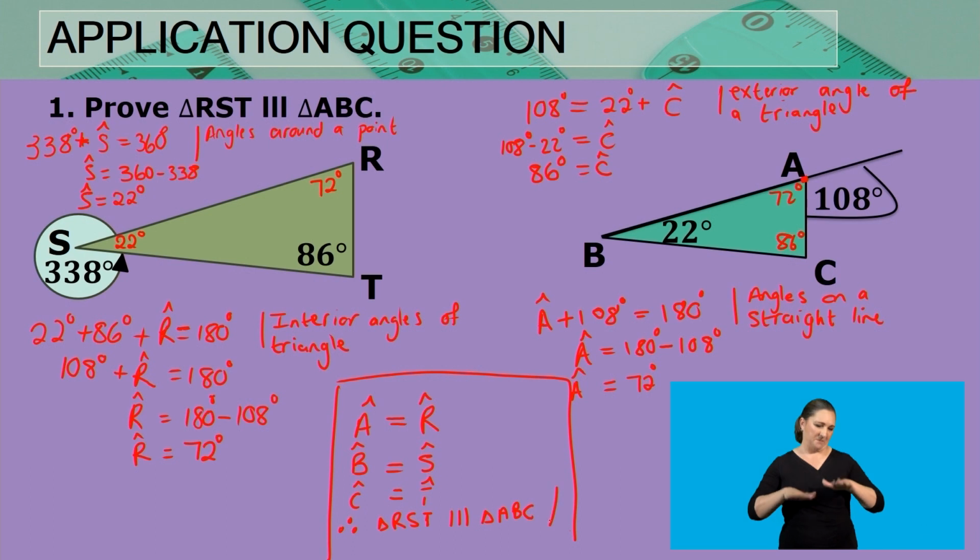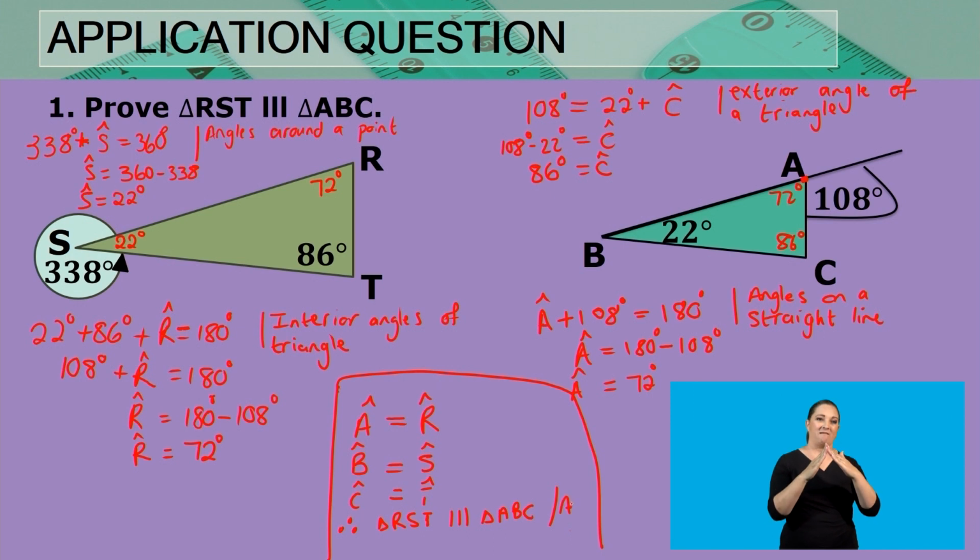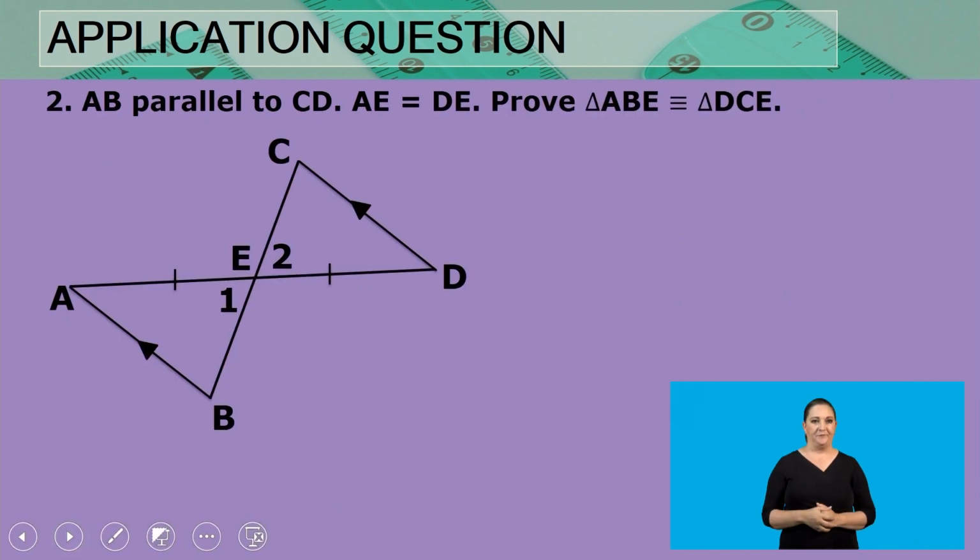And our reason for that is because all the corresponding sides are equal, or we can simply even say that it is A, to show that all of the angles are equal. Let's move over to the next example.